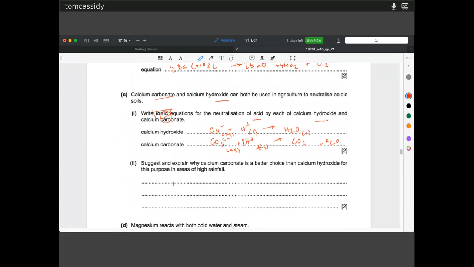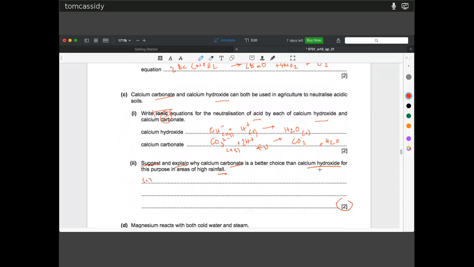And then again, you've got your keywords here. You've got to suggest and explain. You've got to go for 2 marks here. Why calcium carbonate is a better choice for neutralizing acid than calcium hydroxide in areas of high rainfall. So suggestion, that's your first mark, isn't it? If you remember, as you go up to the top of group 2, then the hydroxides are becoming less soluble.